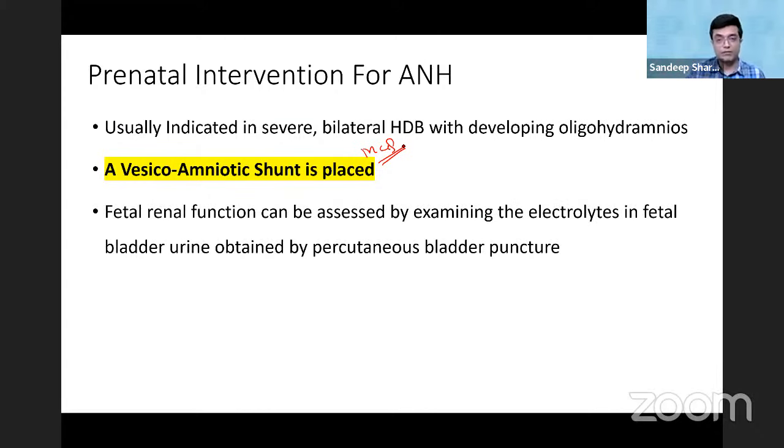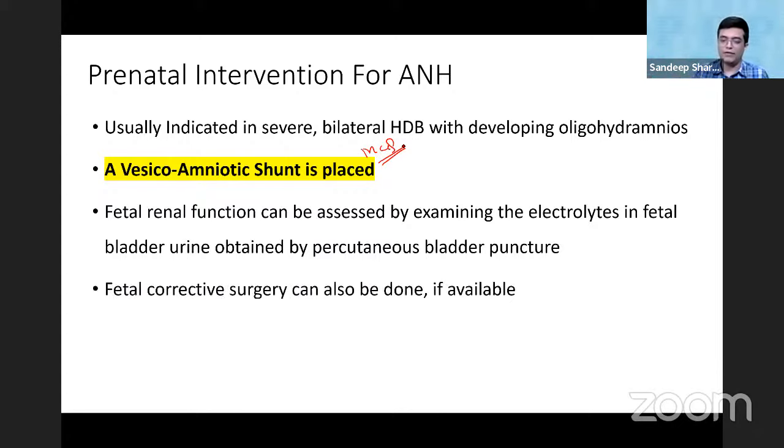You can also check the fetal renal function, whether it is improving, static, or totally deranged. This can be done by checking the electrolyte status in fetal bladder urine, which you can do by guided percutaneous bladder puncture in a fetus. Obviously, this will require the help of a radiologist, and it should ideally be done by a combination of radiologist and obstetrician, not by us. And fetal corrective surgery can also be done if available.